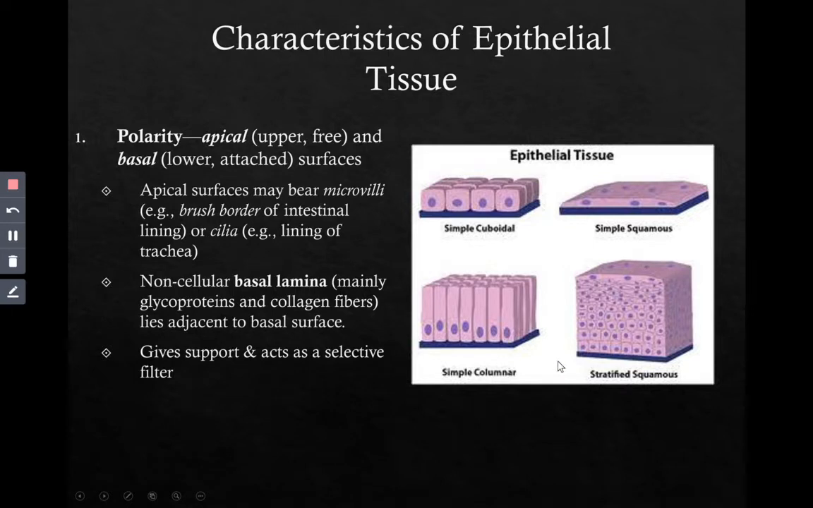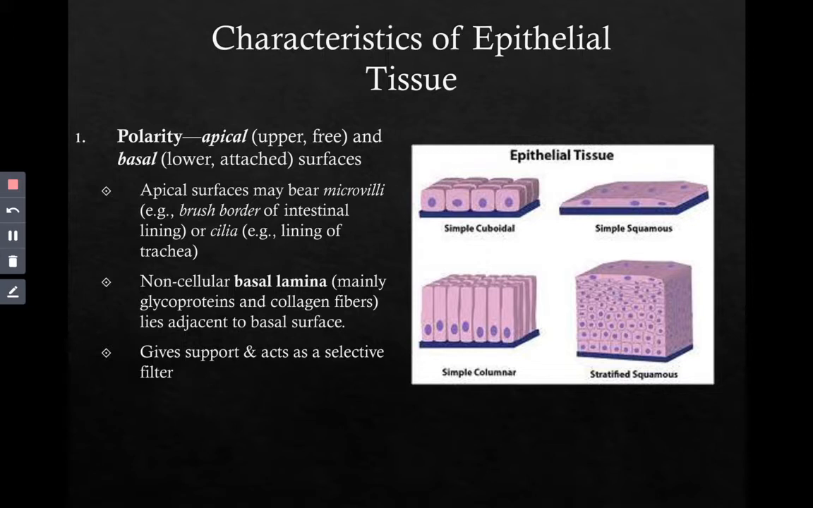So all epithelial sheets have a polarity, meaning they have two separate sides that are slightly different, a free versus an attached surface. The free surface is called the apical surface, and that's where you might find things like microvilli or cilia. Whereas the basal surface, sometimes called the basal lamina, is where you're going to find connective tissue. Mainly where you're going to find things like glycoproteins, collagen fibers, that's usually adjacent to the basal surface, and again, those are going to be components of connective tissue.